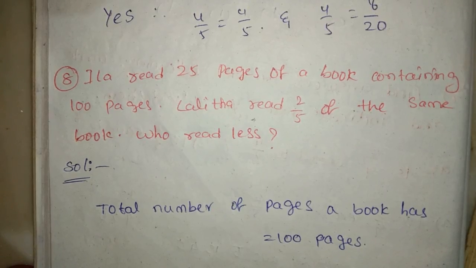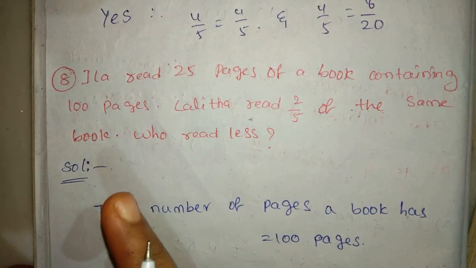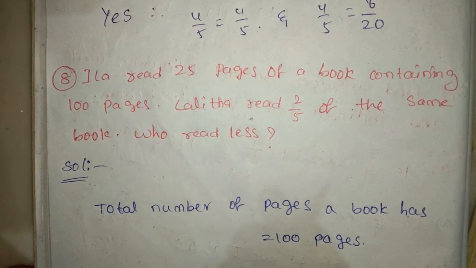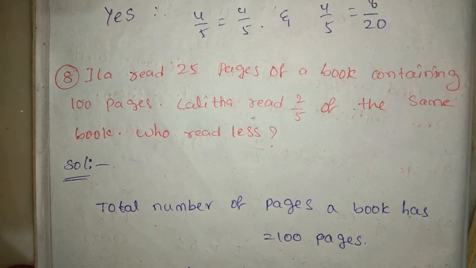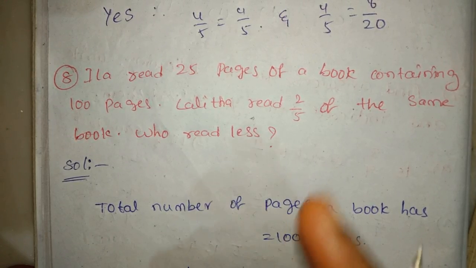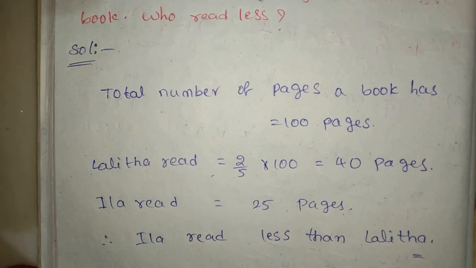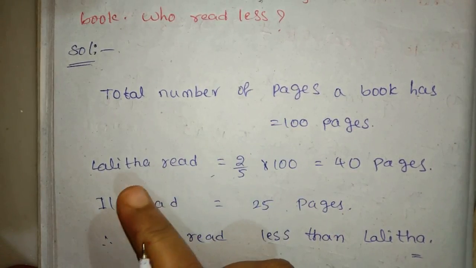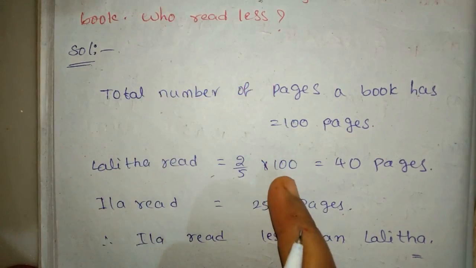Now let us see the 8th question. Ela read 25 pages of a book containing 100 pages. Lalita read 2 by 5 of the same book. Who read less? Here the first person, Ela, read 25 pages of a book containing 100 pages and Lalita read 2 by 5 of the same book. Here the total number of pages of the book is 100, and Lalita read 2 by 5.